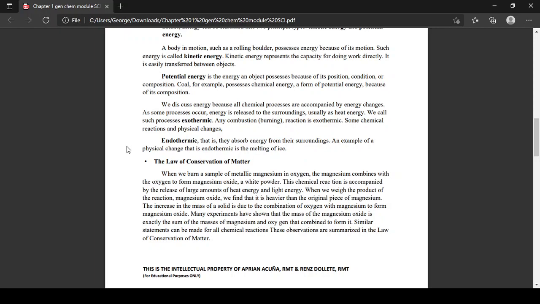Therefore, ano siya kasi reaction? Endothermic.